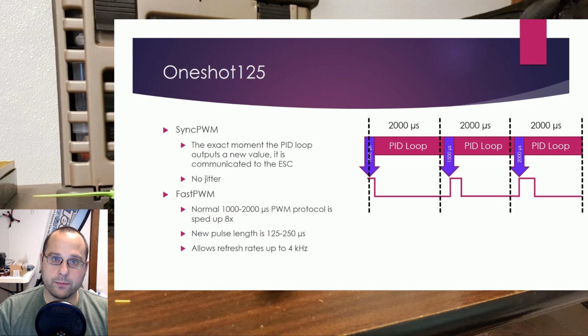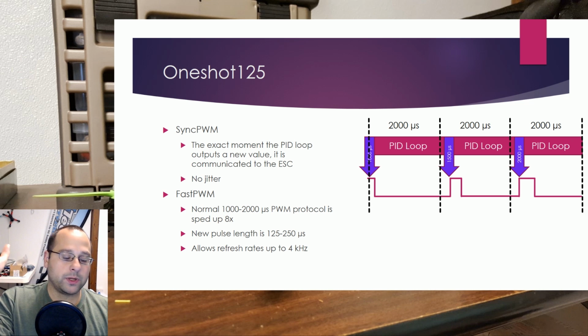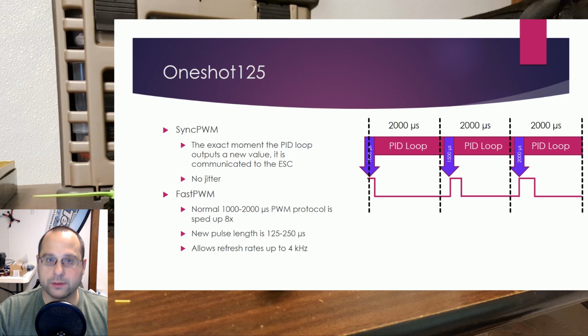So Sync PWM means that the exact moment the PID loop finishes calculating its new value, it is output to the ESC. There is no fixed, regimented timing. Don't we have to get a new value exactly now? We're cool, man. Whenever you've got one, you send it over. And fast PWM means that we speed the whole thing up. Because that whole 2000 microseconds and 500 hertz, that's fine for our fat, slow human fingers moving a throttle, but that's not good enough for flight controllers and ESCs.